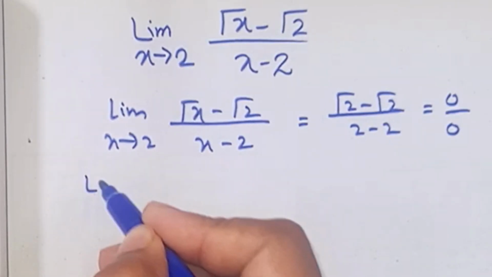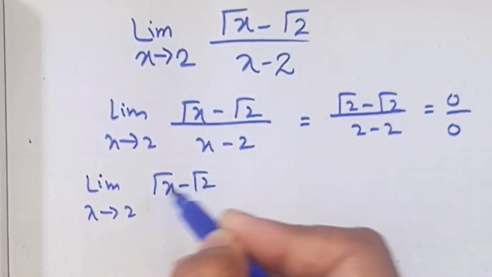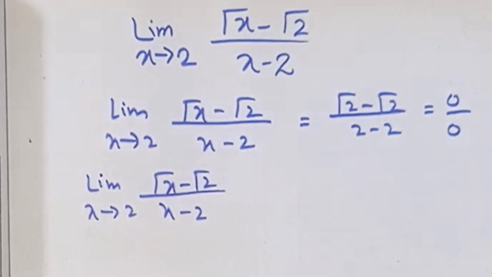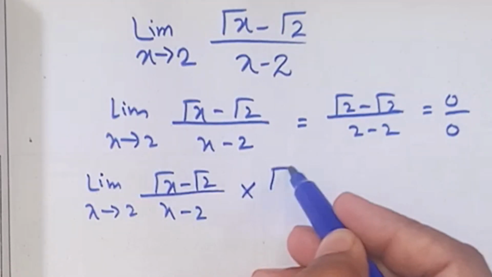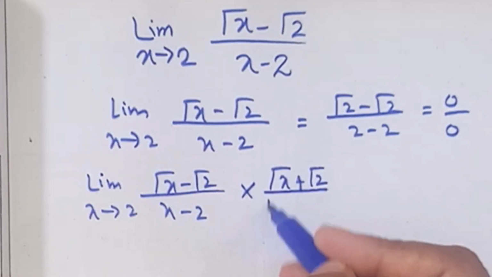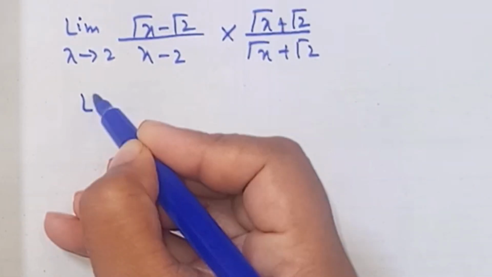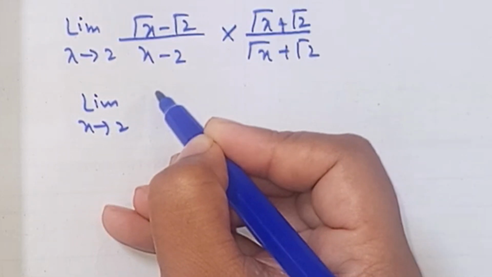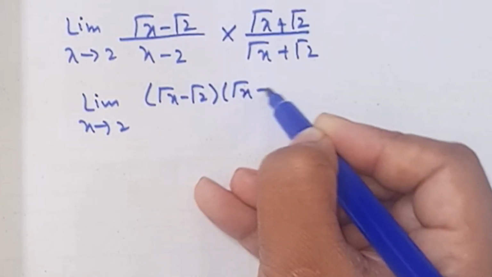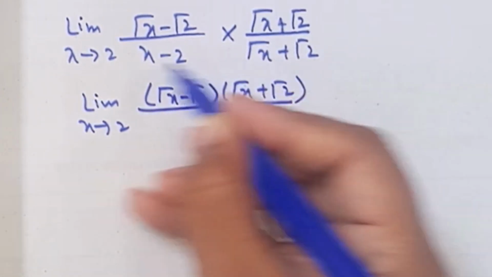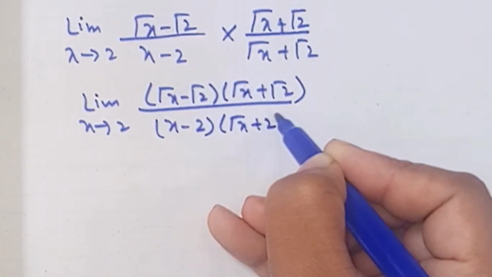So the question is the limit as x approaches 2 of (square root x minus square root 2) over (x minus 2). Now multiply and divide this by (square root x plus square root 2) over (square root x plus square root 2). Multiplying, we get the limit as x approaches 2 of (square root x minus square root 2) times (square root x plus square root 2), and the denominator is (x minus 2) times (square root x plus square root 2).